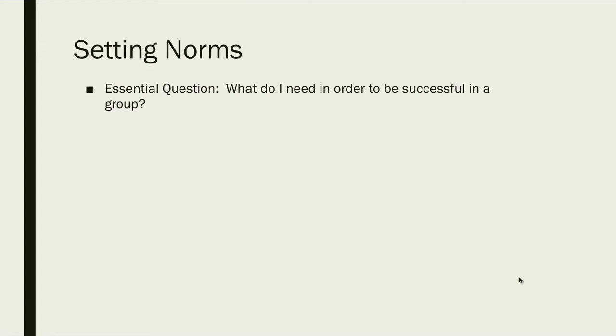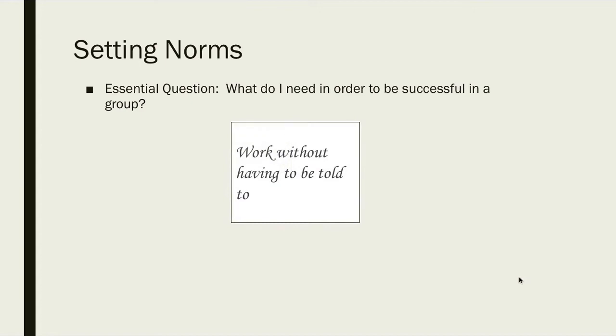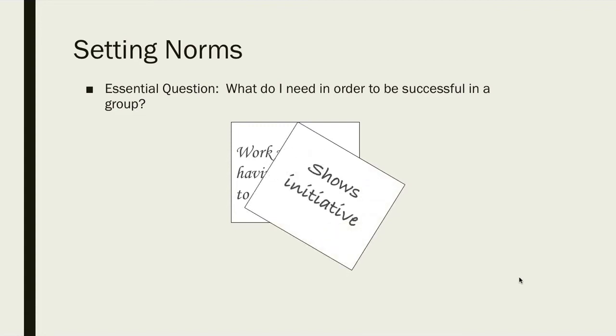Students then write it on a Post-it note that looks something like this. Here would be an example: work without having to be told to. Then, as a group, you begin to cluster these norms. If I write on a Post-it note, work without having to be told, and someone else writes, shows initiative, those are the same thing. They're both the idea of someone doing something without having the teacher tell them. So you would cluster those together.